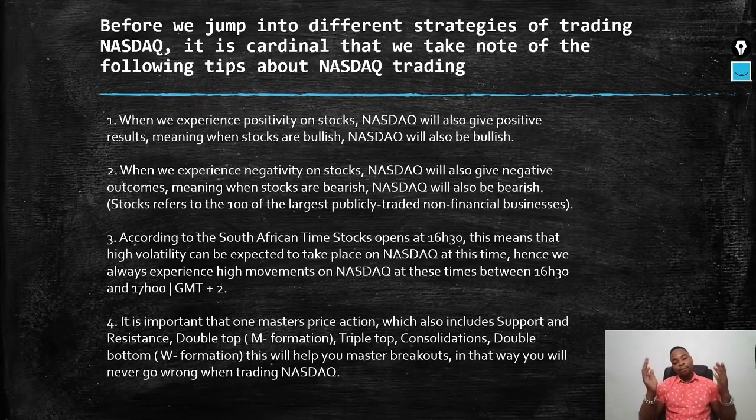So the other point, which is much more important that you must take note of, is that it is very important that you master price action, which also includes your support and resistance, your double top, which is your M formation, your triple top, the consolidation, and the double bottom, which is your W formation. This will also help you master breakouts. In that way, you will never go wrong when it comes to trading Nasdaq.